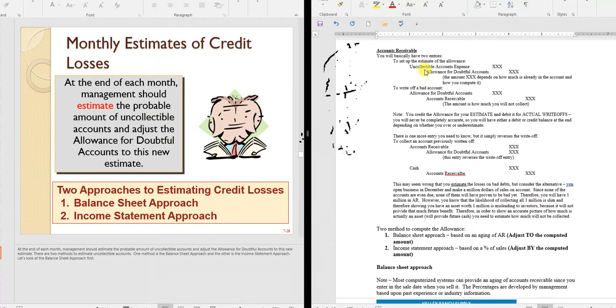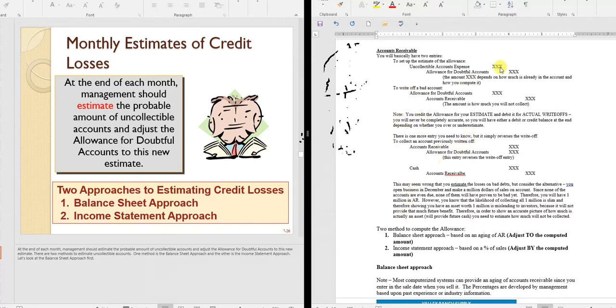Okay, so remember these two entries. This entry to set up the allowance based on an estimate, this entry to write off an account. Those two entries will always be there under the allowance method, and I'll come back to the direct write-off method later, but this is the allowance method.